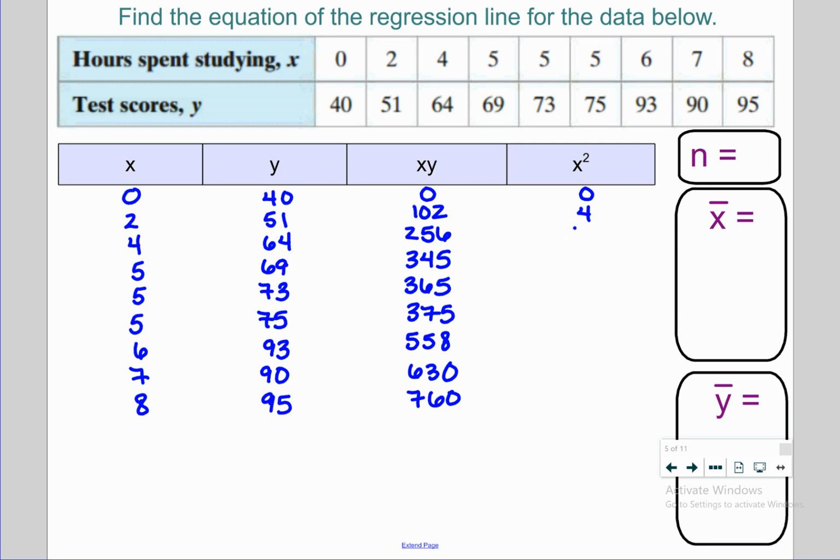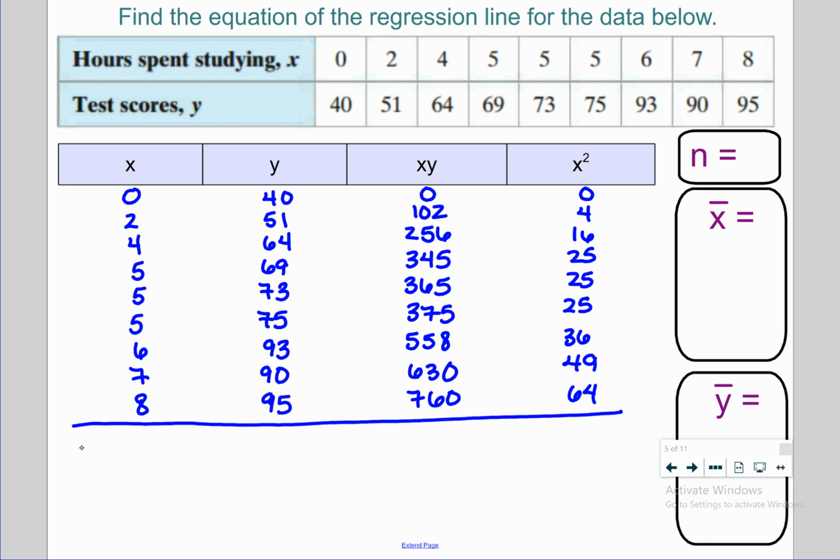Take all my x's and square them: 0, 4, 16, 25, 25, 25, 36, 49, 64. And then we're going to sum them all up.